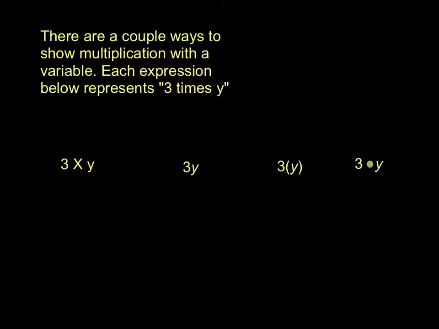Now if you see 3 right close to your parentheses and then a Y or something inside of those parentheses, you're going to multiply the outside number by the inside number. And then we've talked before how the dot also means 3 times Y. So those are 4 different ways that you will see multiplication represented in algebraic expressions. So don't be surprised when you see them those different ways.